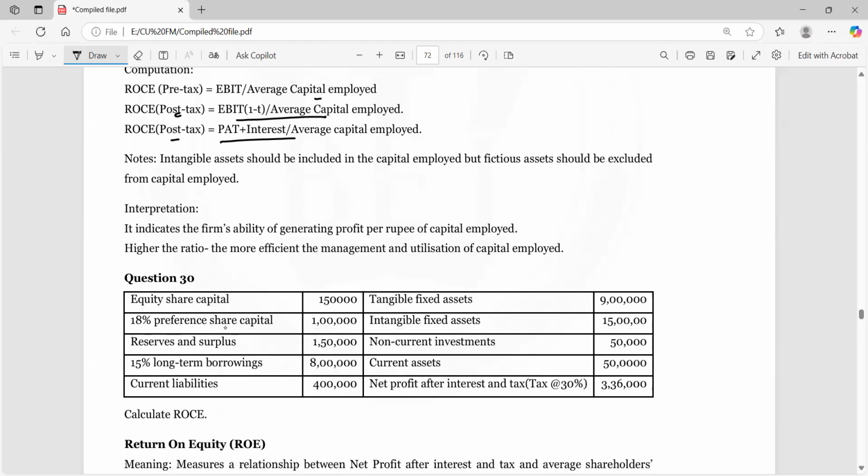And one more note, listen, important note. While calculating capital employed, intangible assets should be included, but fictitious assets should be excluded. Right? Because you are not raising finance for purchasing fictitious assets like preliminary expenses or deferred revenue expenditures. But you can finance money for purchasing intangible assets like patents, right? So intangible assets should be included in the capital employed. Fictitious assets should be excluded.